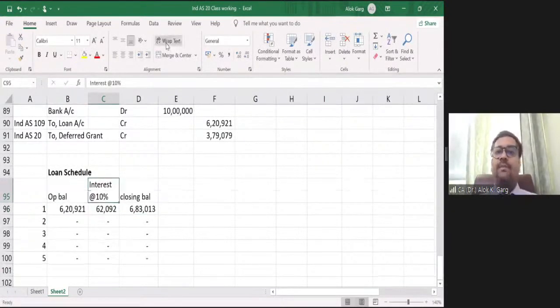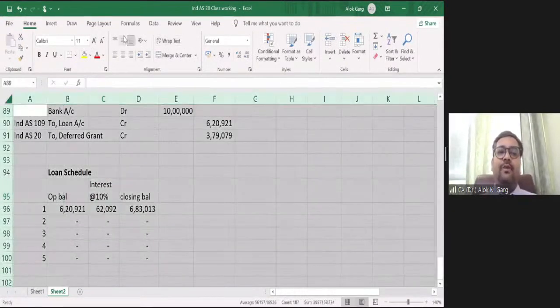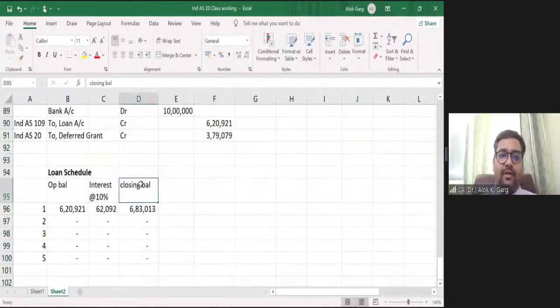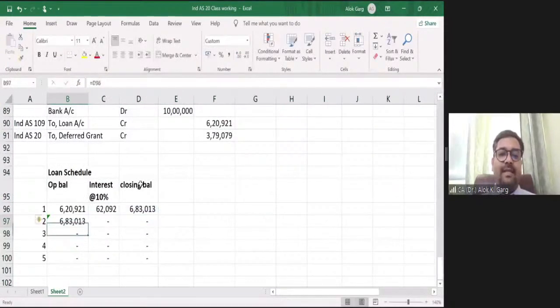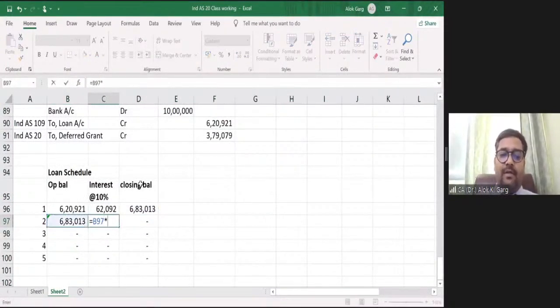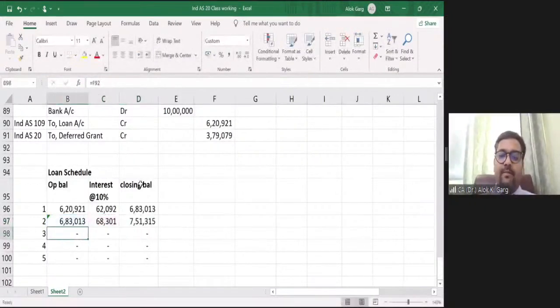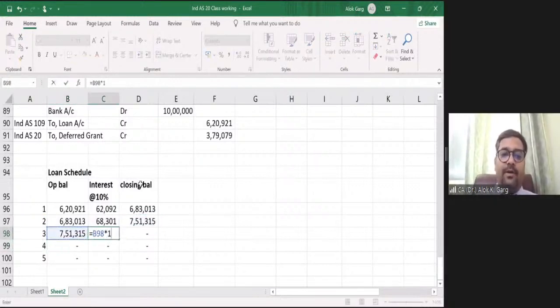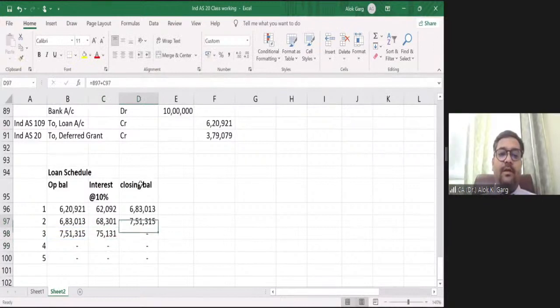I'm just doing this Ind AS 109 accounting, guys. You have already covered this Ind AS 109. I'm just repeating this accounting. In the second year, the opening balance is 692.13. The interest has to be charged at 10%. The closing balance is the opening balance plus this interest. Again, this will become your opening balance. You need to calculate interest on this at a rate of 10%. Your closing balance will be this one. This is your opening liability, this is your interest, and this is your closing liability.